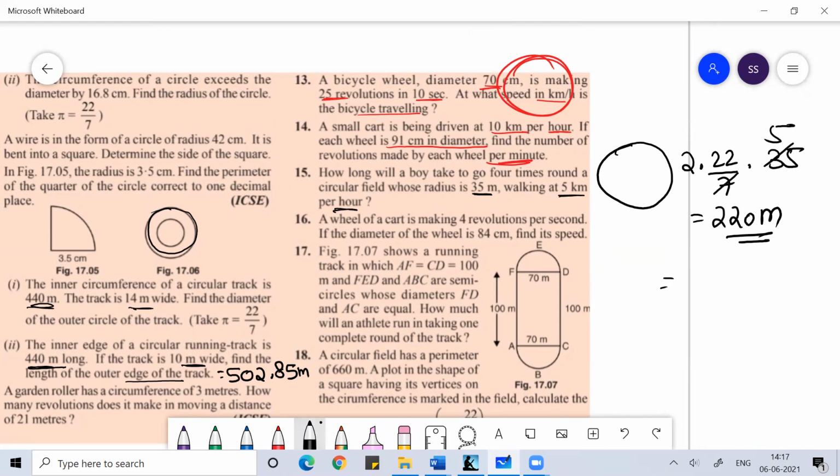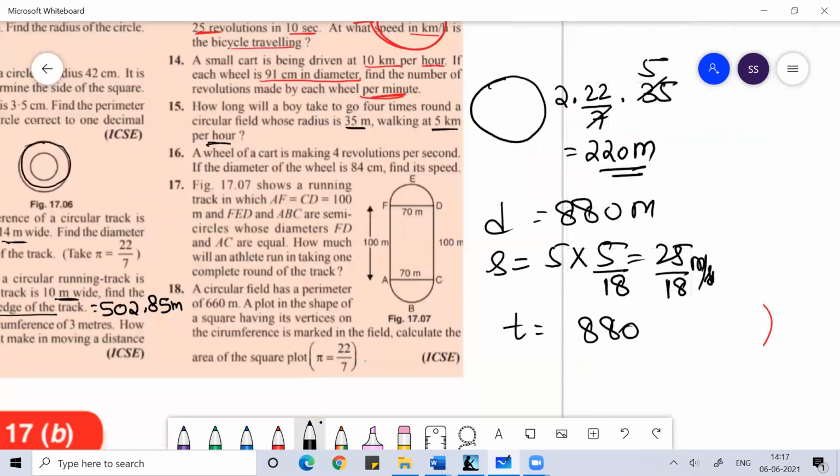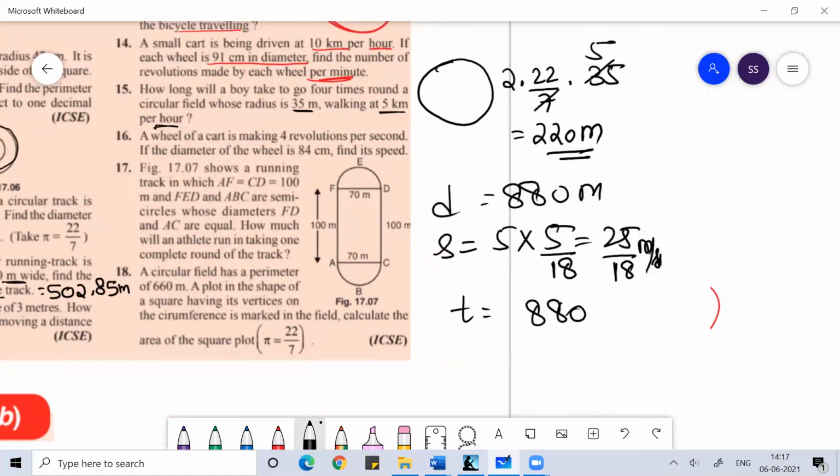So the total distance will be 4 into 220, total 880 meter, and he's walking at 5 kilometer per hour. So 5 into 1000 by 3600 meter per second. You can multiply this with 5 by 18, so you'll get 25 by 18 meter per second. So the required time will be 880 into 18 by 25, which is 633.6 seconds, which is 10 minutes, 34 seconds.